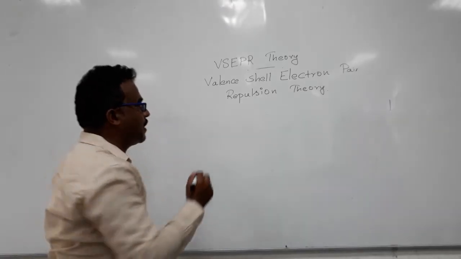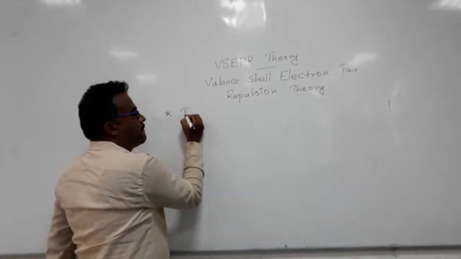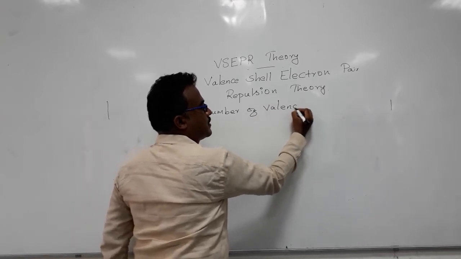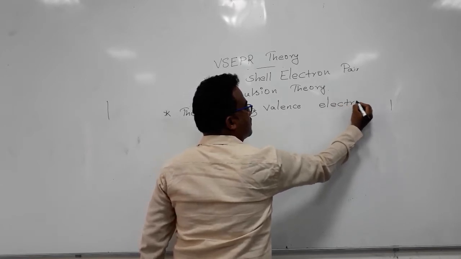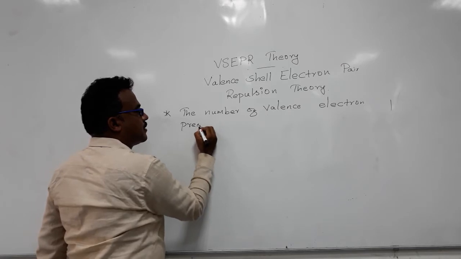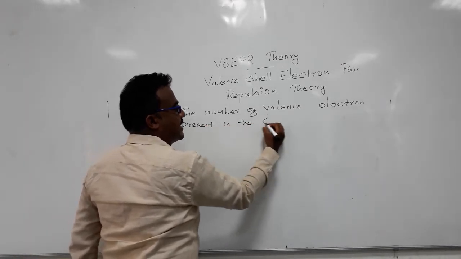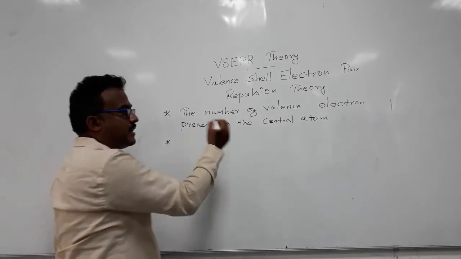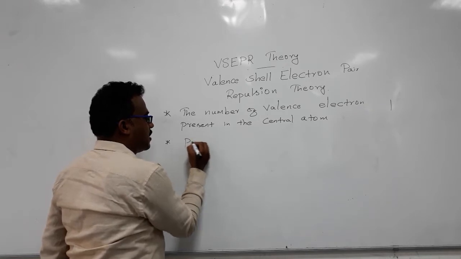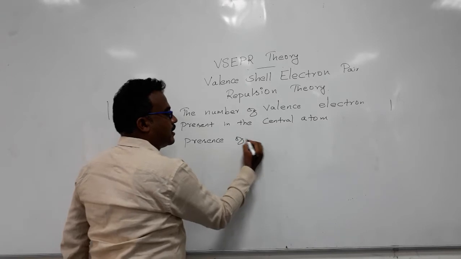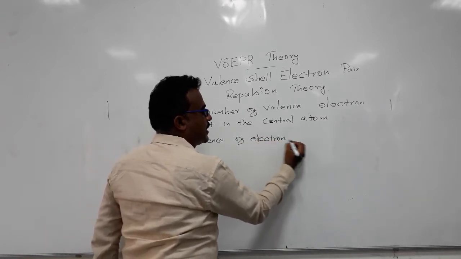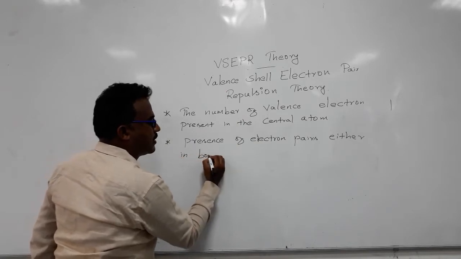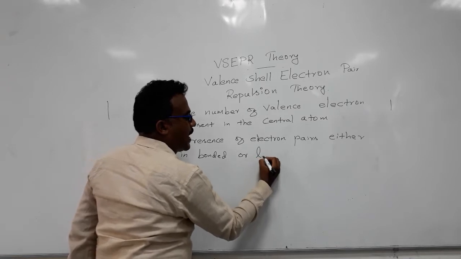So the shape of the molecule depends upon the number of valence electrons present in the central atom of the molecule, or the electron pair, the presence of electron pair either in a bonded pair or lone pair.